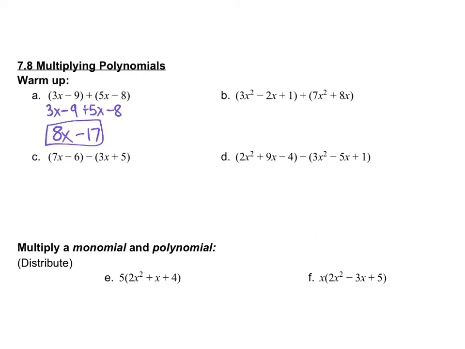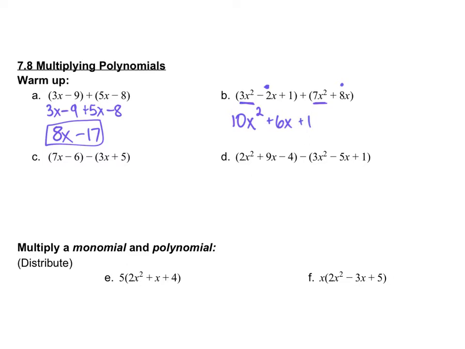All right, for part B, 3x squared minus 2x plus 1 plus 7x squared plus 8x. So I see a 3x squared plus 7x squared. Combine those, I get 10x squared. Remember, in order to add or subtract terms, they need to have the same variables and the same exponents. All right, then I also see I have a negative 2x up here and a positive 8x. So negative 2x plus 8x is a positive 6x, and then I still have that plus 1.